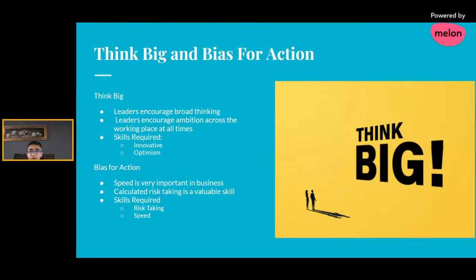Next, think big and bias for action. Leaders think big and encourage broad thinking to their workers. They encourage ambition across the working place at all times. In order to do so, leaders must be innovative and have optimism.